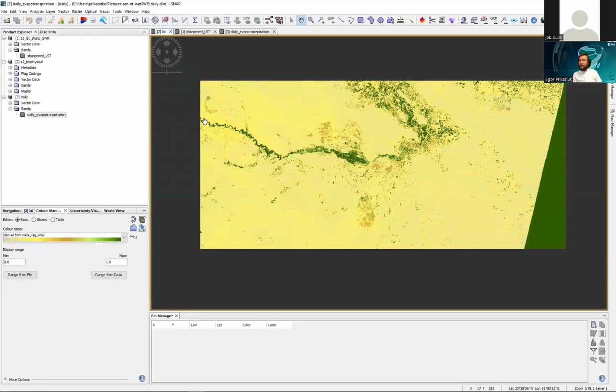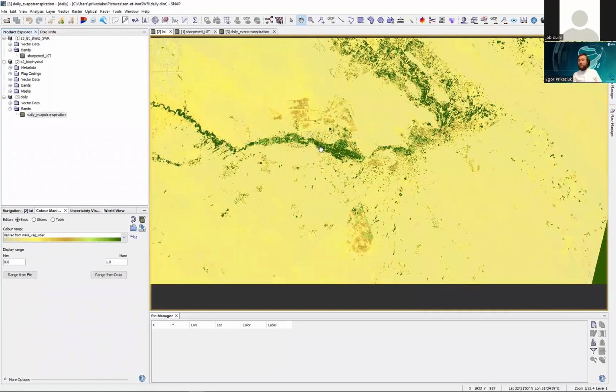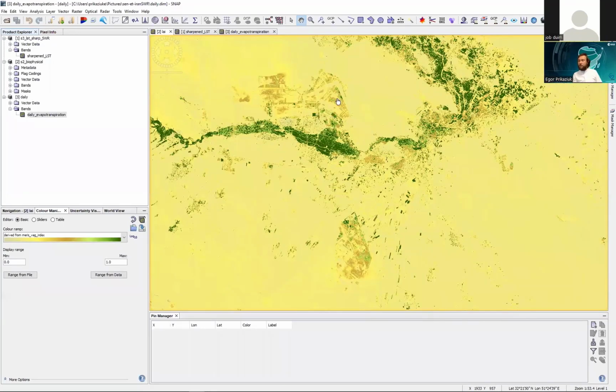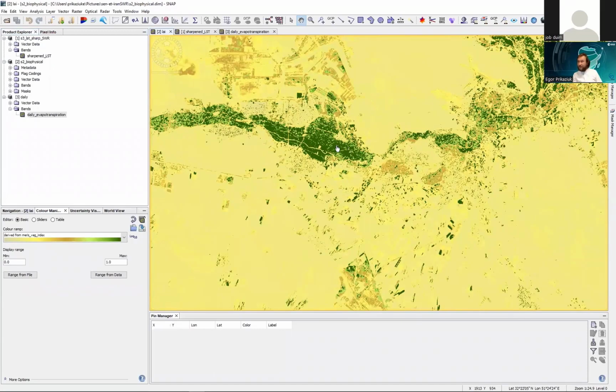And the first one, you will retrieve leaf area index. This is the leaf area index map. This is the range. Now I put it from 0 to 1. You see that this is a desert area, and here the river goes. And around the river there are fields which are green. I can zoom in a little bit. You will see the fields that are irrigated. They are green. They have some leaf area index.